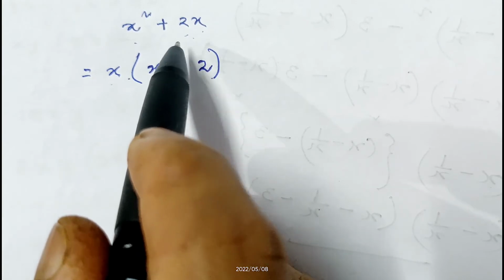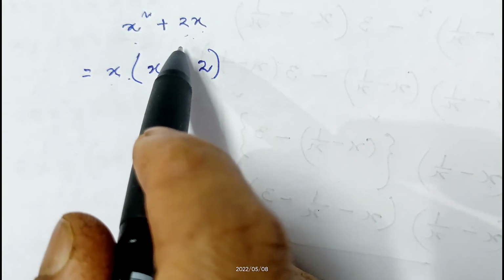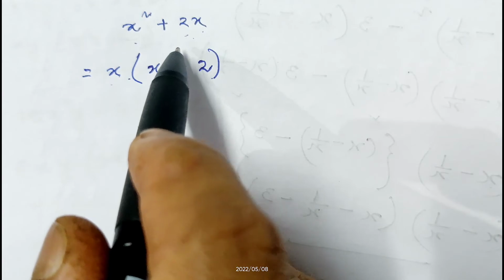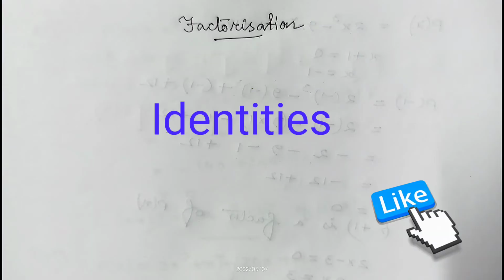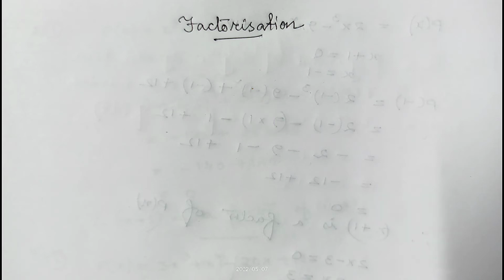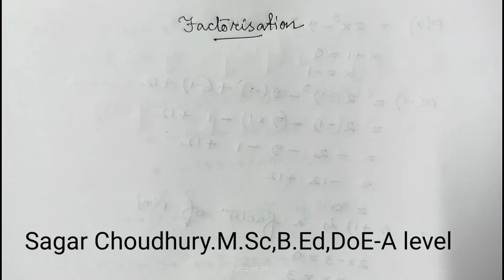Now, I will explain sums of 2E from the MBOSE class 9 textbook. In class 8 and 9, all of you have done various identities and some of those identities we have to use while factorizing algebraic expressions.